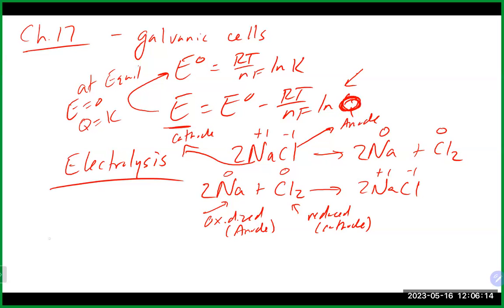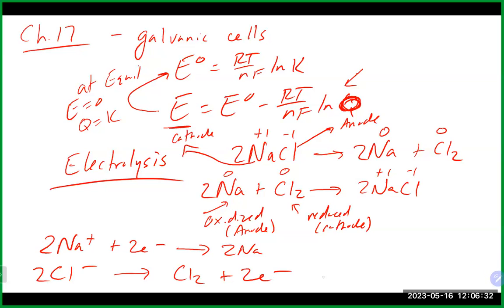So running the electrolysis cell, we really have something like this: a couple of electrons going to our 2 sodium ions, and we have our 2 chlorides releasing our 2 electrons here. So that's our cathode reaction and our anode reaction, which is essentially the opposite. Sometimes people get the half reaction incorrect when they're going the opposite way in electrolysis. Any questions on that?